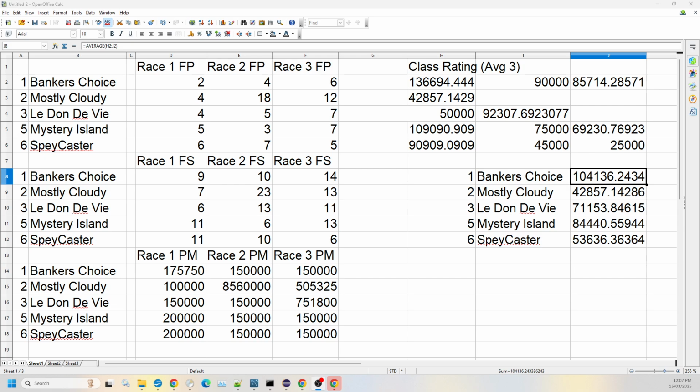So hopefully that explains how the class ratings work and has given you some ideas on what to do. And from there, just go experiment and see what you can do.